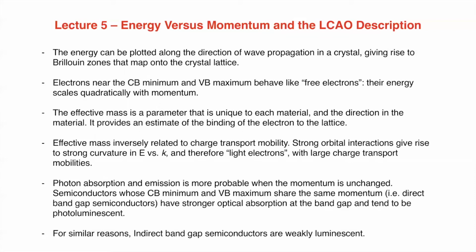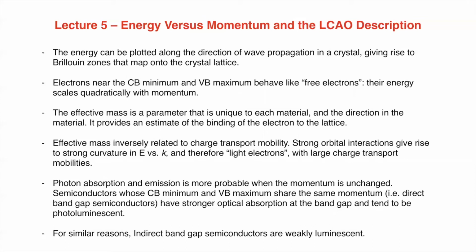And so people talk about light electrons, those sitting in bands with very strong orbital interactions that have high curvature. Charges are delocalized and move with high velocity. And of course the inverse, heavy charges that sit in localized bands with poor orbital overlap and low charge transport mobility. So you can just pull that off of an E versus K diagram by looking at the curvature in one of those plots.